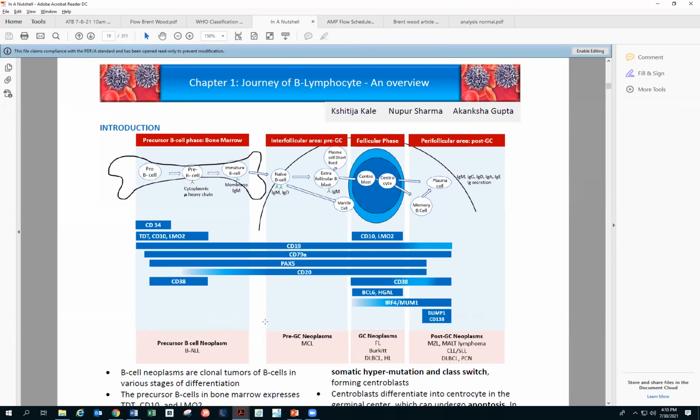Hi, I have a question. Yeah, go ahead. Does it mean that CD38 can be both in the plasma cells and also in the precursor B cells? Yes, that's true. That's why when we see precursor B cell leukemias like B-ALLs, they have CD38.